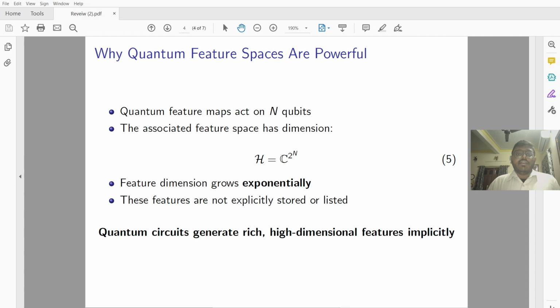That means the feature dimension grows exponentially with the number of qubits. Importantly, we never store or list these features, they exist implicitly as quantum states. A carefully designed quantum circuit can therefore generate extremely rich, highly entangled feature representations that are very hard to simulate classically. So quantum computers act as feature generators, not classifiers.